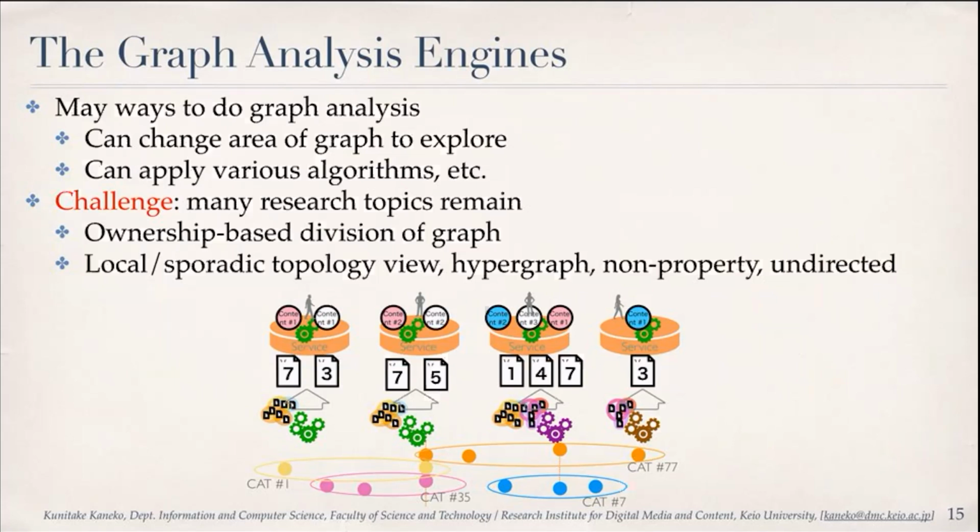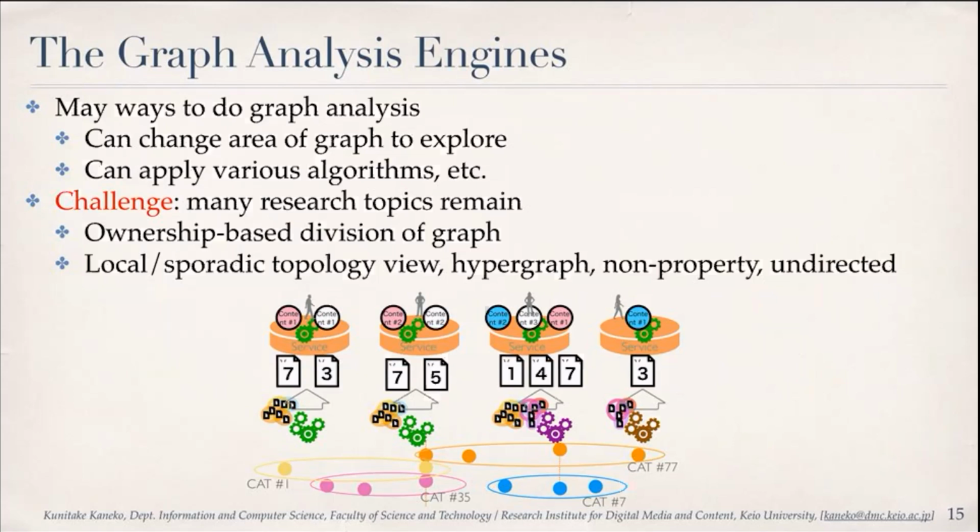Actually, this is a big challenge, because usually Facebook does the analysis of the graph. But they are doing a global view analysis, and it is a regular ordinary graph. They have properties. Sometimes it has a direction. But now it's a local view. We only have sporadic data, with some missing parts, right? I'm thinking of a hypergraph, non-property, undirected.